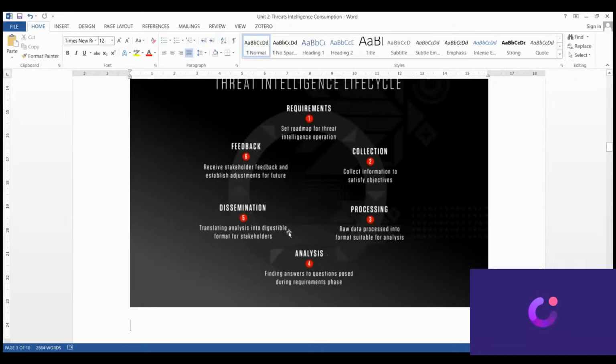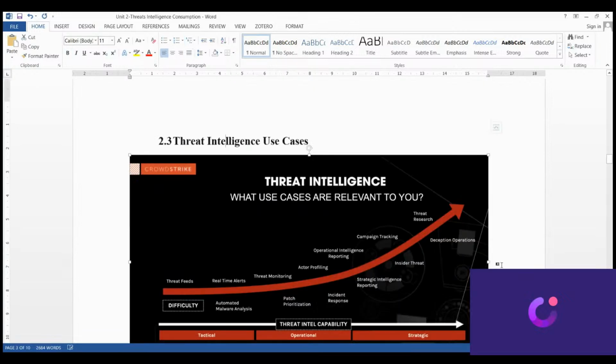Then there's an aspect of dissemination, coming from step five, where you translate analysis into tangible forms for stakeholders. Then the feedback is the last step, where you receive stakeholders' feedback and establish the adjustments for the future. So this is an aspect of the threat intelligence life cycle. It is basically a life cycle that is conducted.